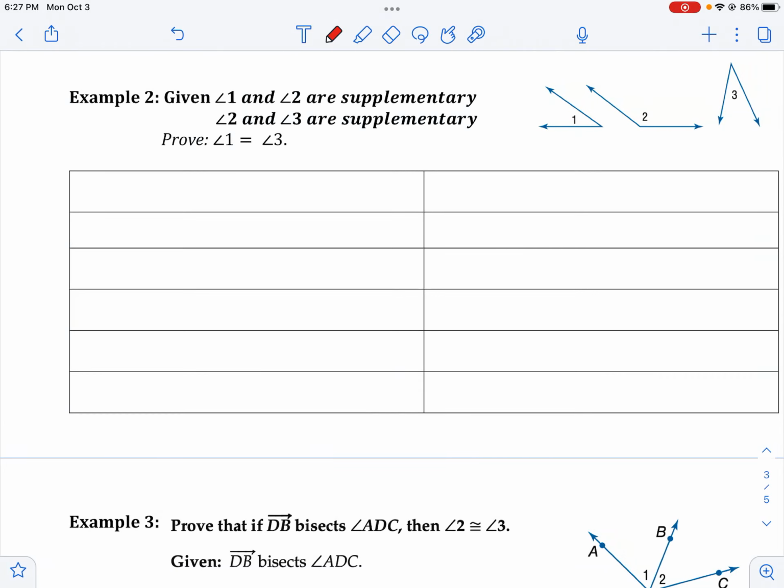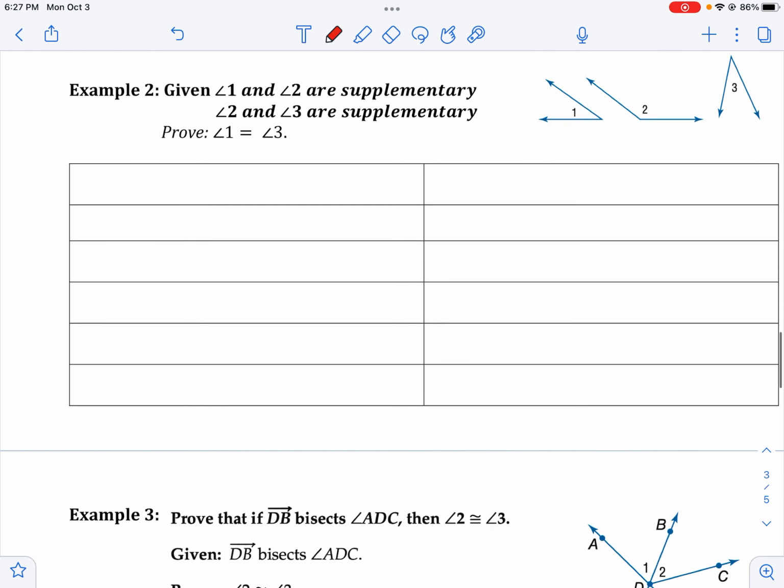On this video, we're going to talk about some transitive property proofs, but first, before we can get there, I need to prove this proof about complementary and supplementary angles. So this says that angle 1 and angle 2 are supplementary.